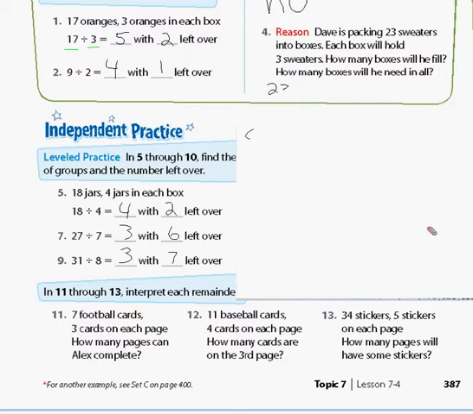Okay, problem number 11. 7 football cards, 3 cards on each page. How many pages can Alex complete? Okay, so he can put 3 cards on each page. Just do a little bit different strategy. We could maybe draw a picture for this one. Drawing a picture is always a real good strategy. So you're going to go ahead and we'll draw some pages here.